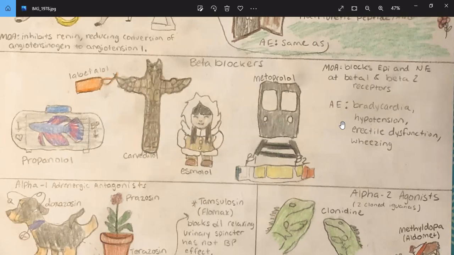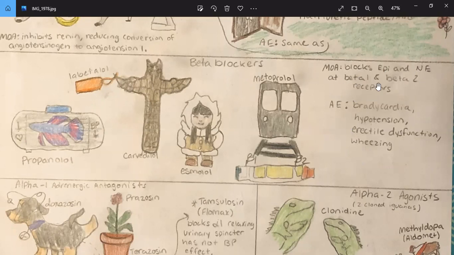So our adverse effects are bradycardia, hypotension, which are shown here, erectile dysfunction, and wheezing. And just to make sure that we all understand this, I'm going to go through this real quick. So remember, in a normal patient, if you are, say, walking through the woods and a lion jumps out at you, your body's going to release epinephrine.